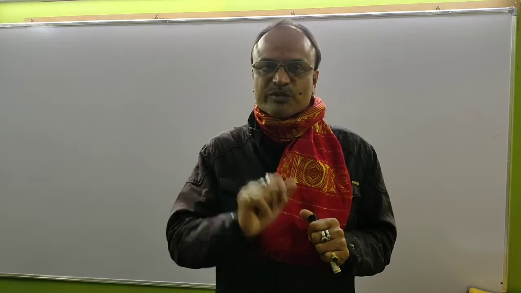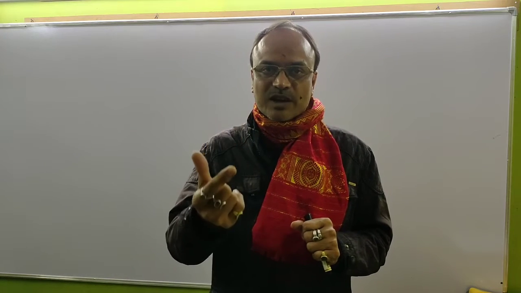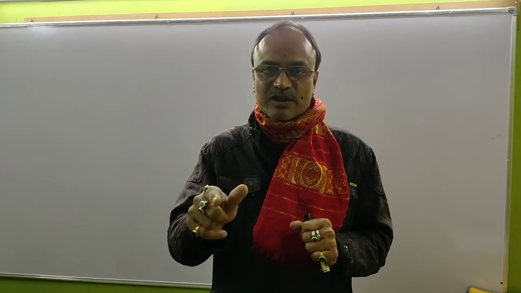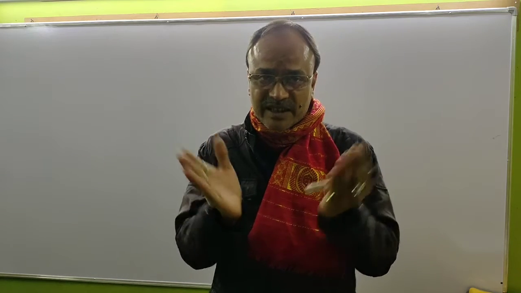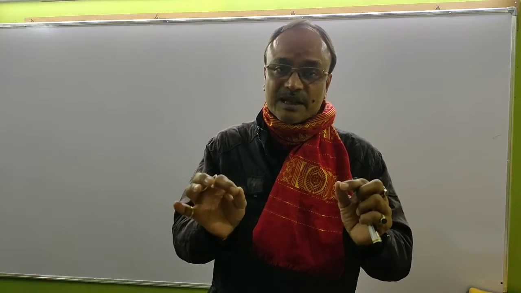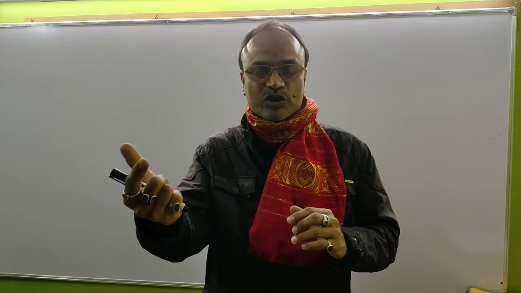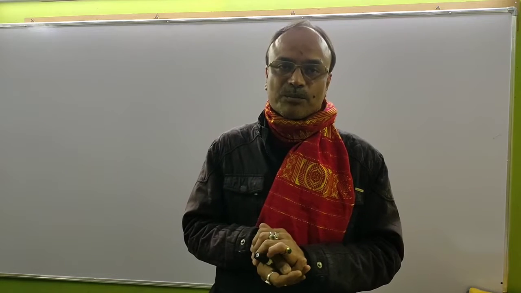The general equation of second degree, ax square plus twice hxy plus by square plus twice gx plus twice fy plus c equal to 0. If the general equation of second degree represents a pair of parallel straight lines, then what should be the condition that the general equation of second degree may represent a pair of parallel straight lines?